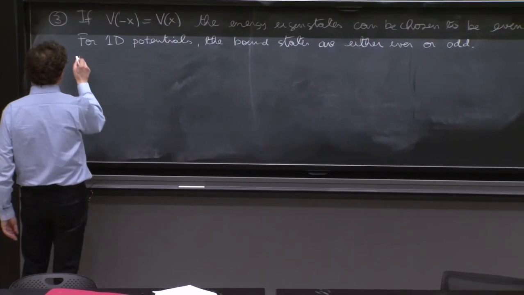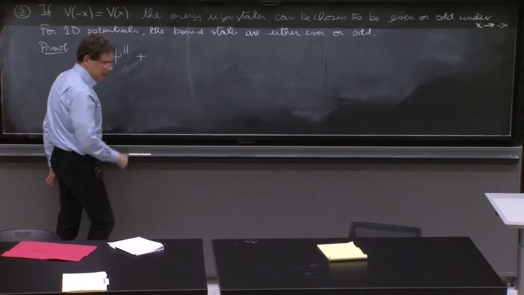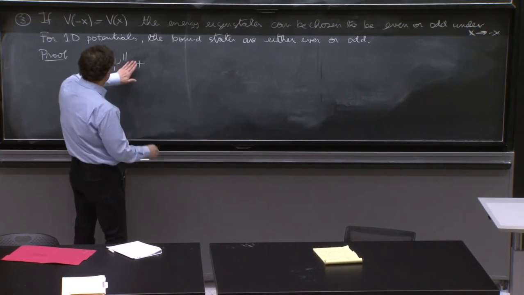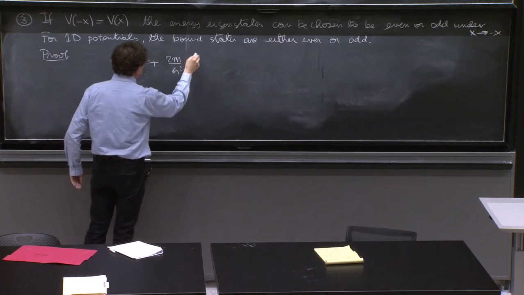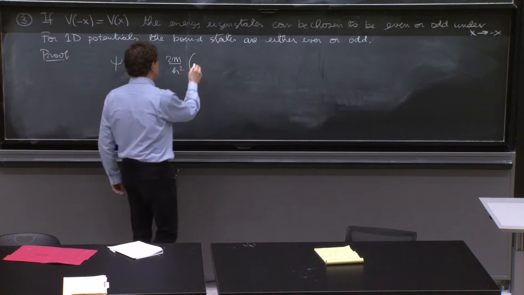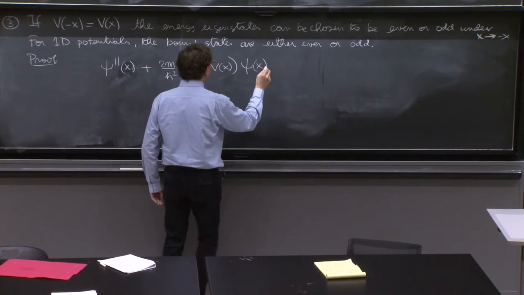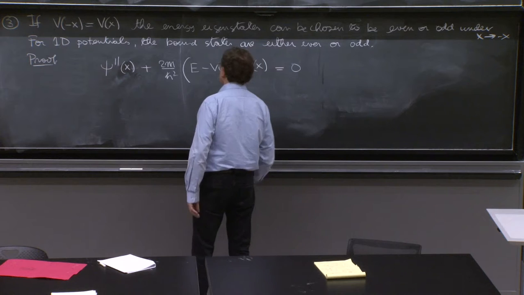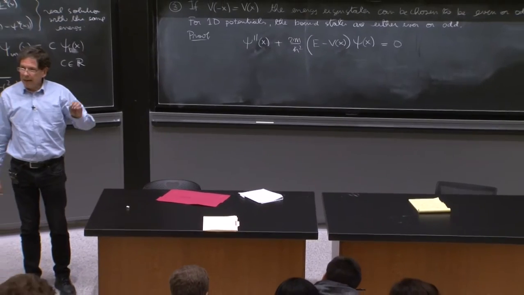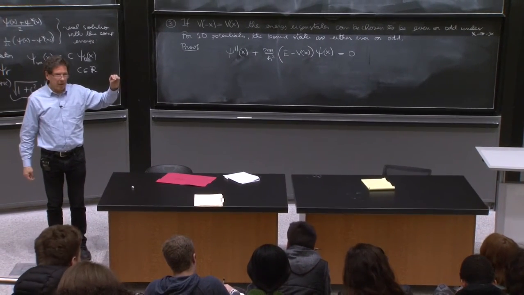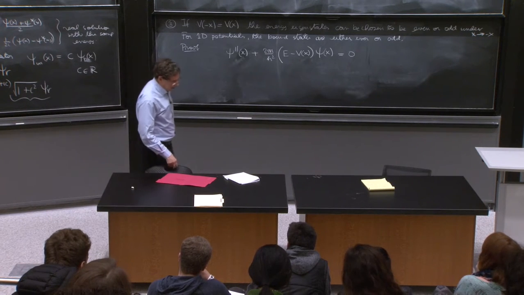So what is the equation? Proof. What is the equation we have to solve? Psi double prime of x plus 2m over h squared, E minus V of x, psi equals 0. Now the proof actually is very simple. I just do it and I elaborate on it because it's possible to get a little confused about it. I think it's kind of interesting.